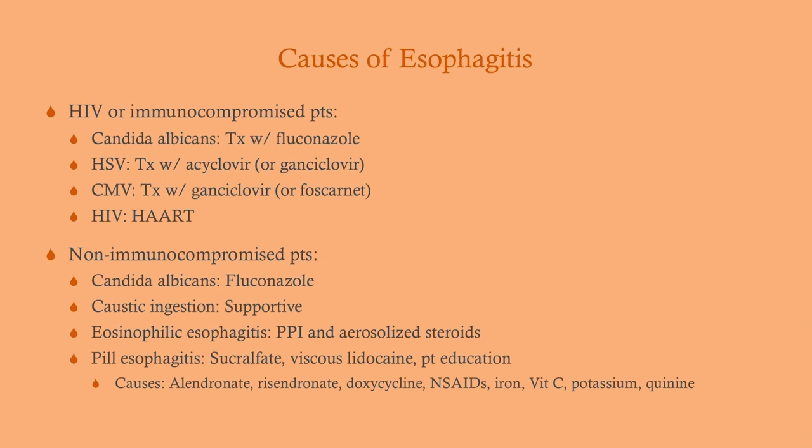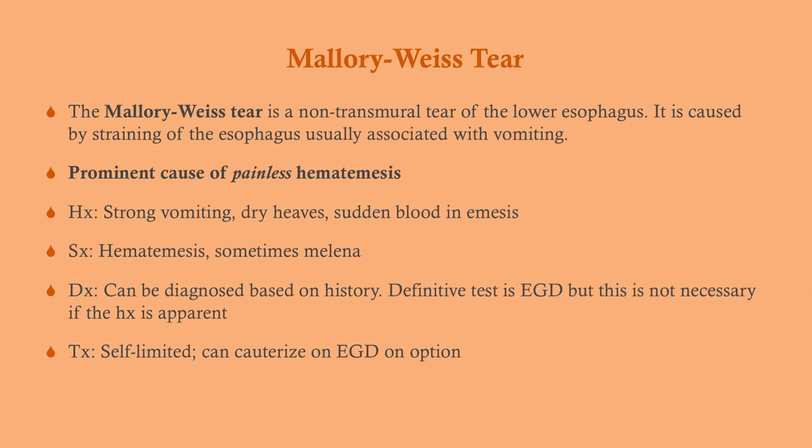And then there's pill esophagitis. The place where you really think of this is with those bisphosphonate drugs given for osteoporosis. These patients, when they take these pills, they need to be upright for an extended period of time. Otherwise, the pill can get lodged in the esophagus. It's very caustic, and it can cause ulceration. So when this does happen, we give sucralfate, viscous lidocaine for the pain, and then, of course, patient education.